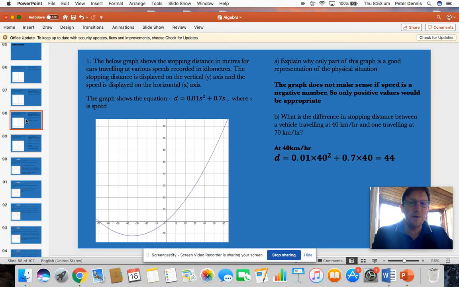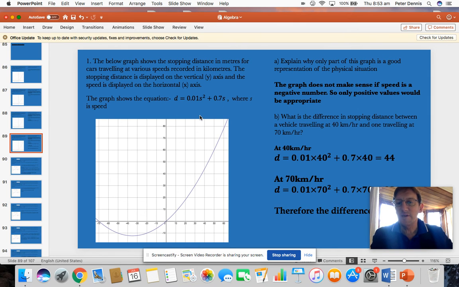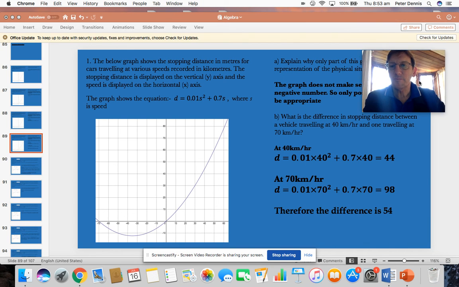So if we look at this question, at 40 kilometers an hour, we've substituted 40 in there, and we get that it takes 44 meters to stop. So all I've done is I've taken 40 and put it into this formula. And then we're going to do exactly the same for 70. At 70 kilometers an hour, when we put 70 in there, it takes 98 meters to stop.